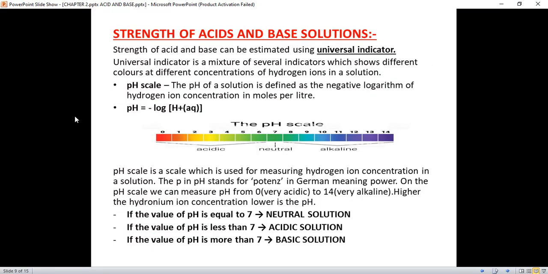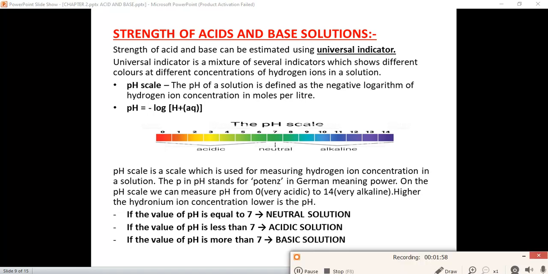Today we will read about the strength of acid and base solutions. We have read about the acid-base indicator, with the help of which we can detect whether a given substance is acid or base. Likewise, we have one scale for measuring the strength of acid and base, that is the pH scale. The strength of acid and base can be measured.